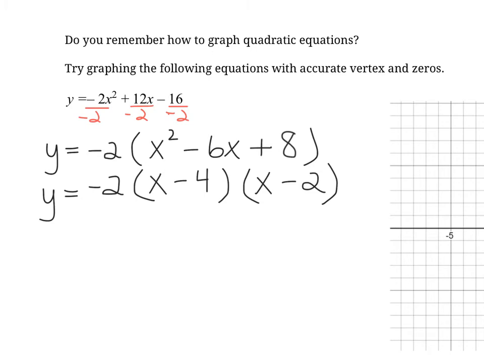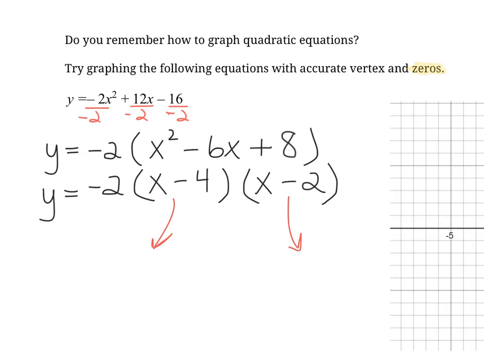The next thing we need to do is actually solve for the x intercepts, or remember that another term for x intercept is the word zeros. In order to solve for these zeros, we need to take each of these factors that we just created, and we need to set them equal to 0.